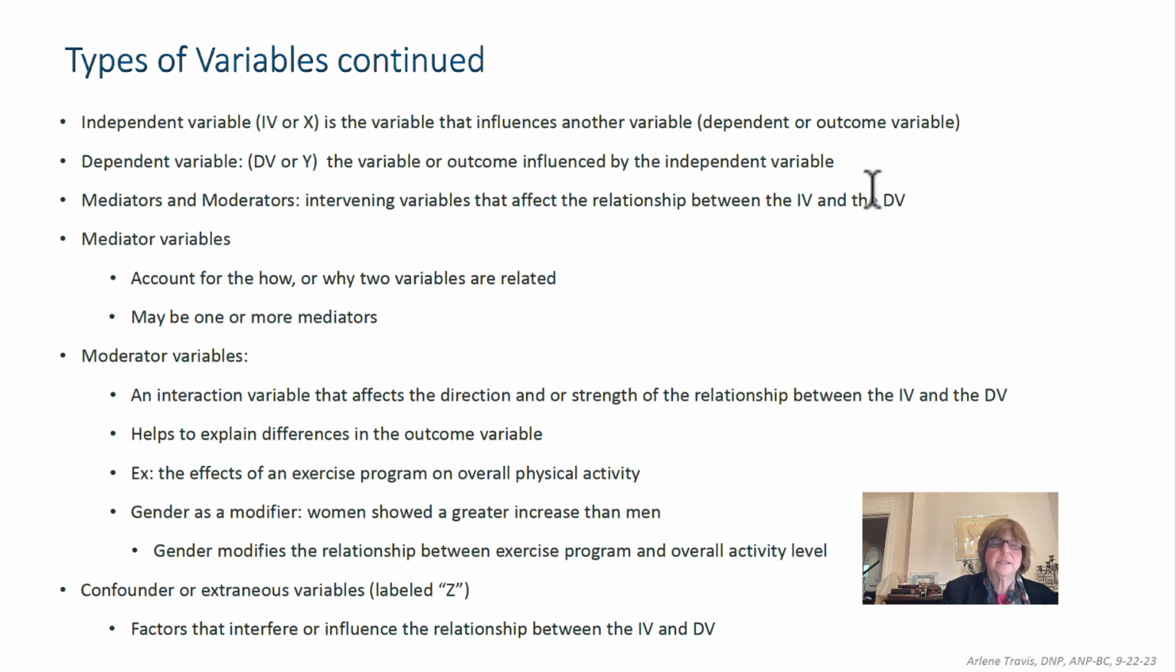So they help to explain the differences in the outcome variable and the effects of the exercise program on overall physical activity. So gender can be a modifier, like women showed a greater increase than men, right? So we could look at that. Gender modifies the relationship between the exercise program and the overall activity level. So confounders or extraneous variables, which we've talked about, those interfere or influence the relationship between the independent and the dependent variable.